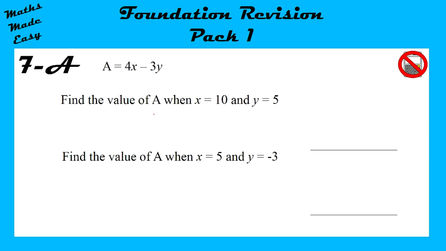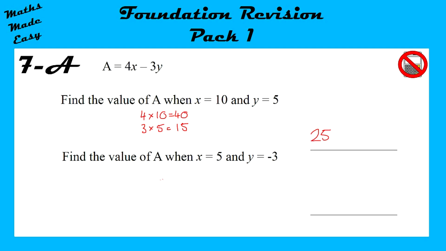Question 7a. So to find the value of a when x equals 10, the 4 times x becomes 4 times 10, which is 40. And the 3 times y becomes 3 times 5, which is 15. And when I do 40 take away 15, the value of a becomes 25.